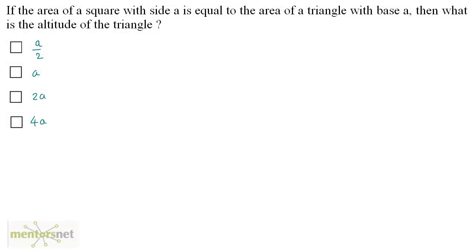If the area of a square with side A is equal to the area of a triangle with base B, then what is the altitude of the triangle? So the area of the square is equal to the area of the triangle. So I can write AS equals AT. What is the area of a square? It is side square, and we have been given the side as A. So it is A square is equal to, what is the area of a triangle? Well, it is half into base into height.